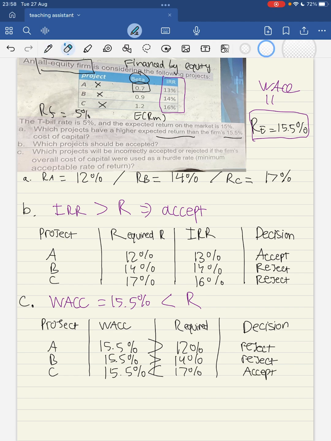Now, please take a look and answer me. Do you all see any discrepancy here? Any discrepancy between the answer in part B and the answer in part C? Yes, we do. As we take a look at the last column, the decision column. In answer B, project A and project C are accepted and rejected respectively. In part C, they are reversed. They are rejected and accepted respectively, as we can all see.